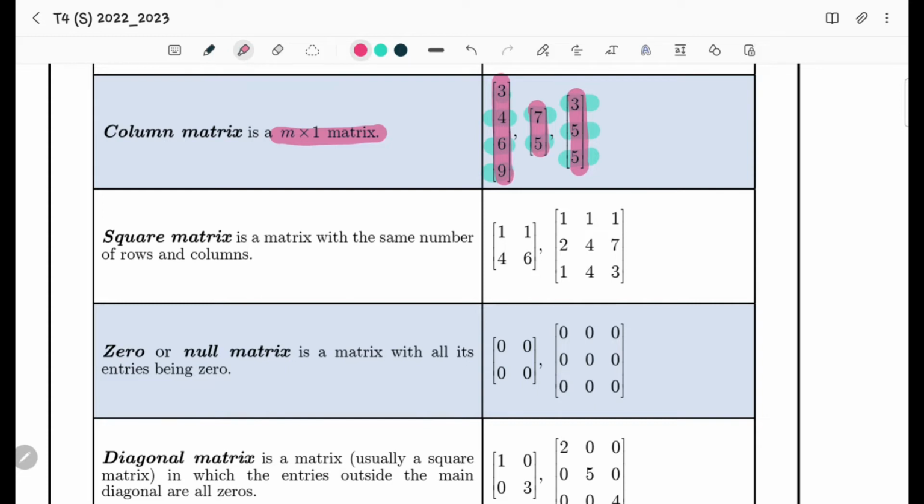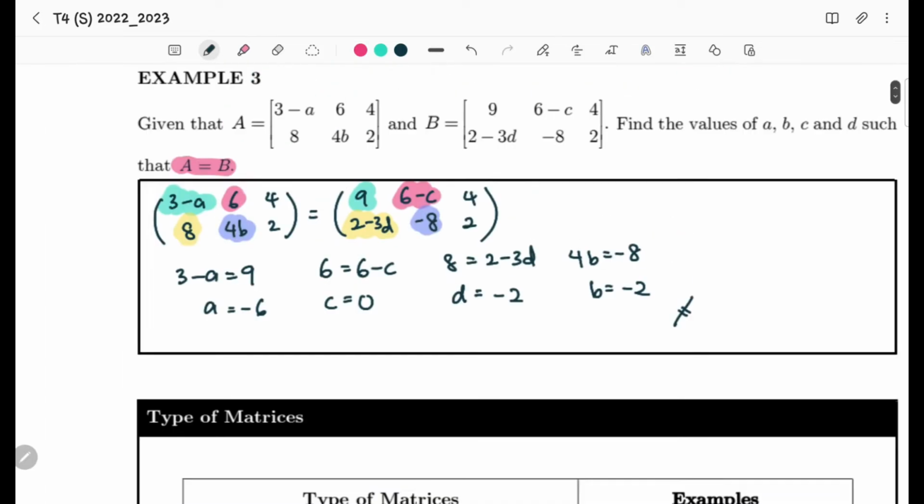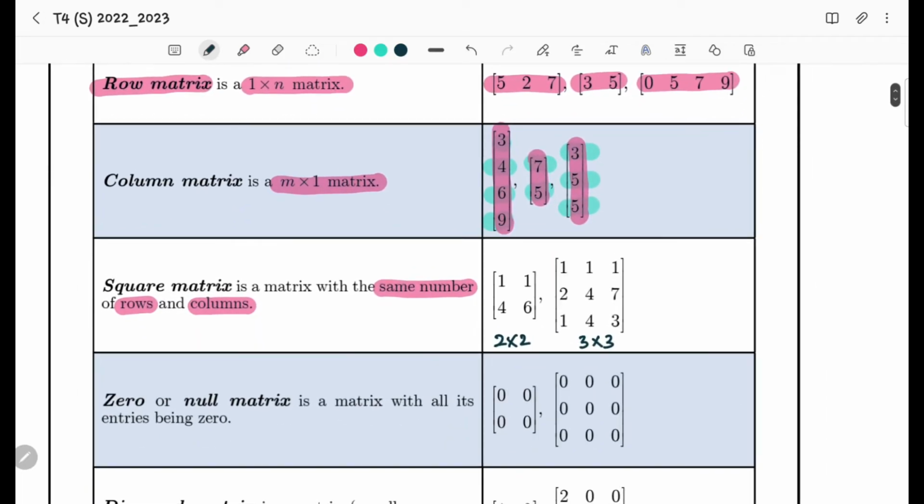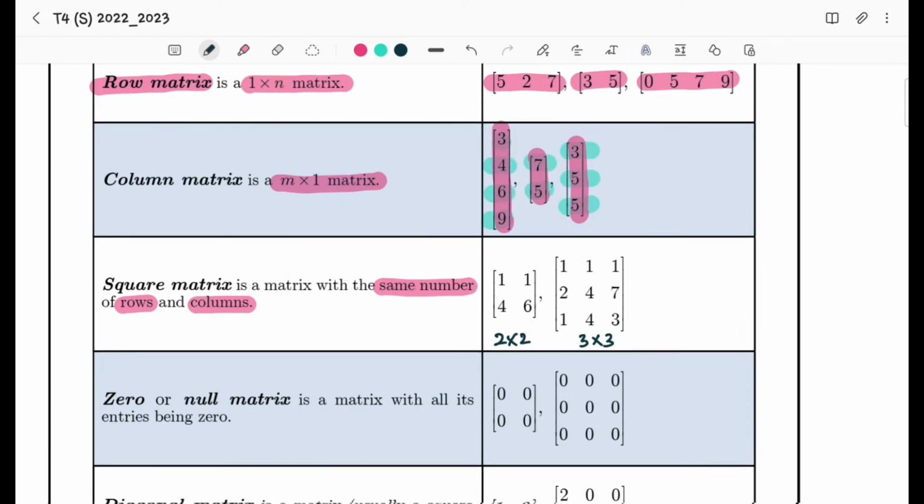And then the next one is square matrix. A square matrix has the same number of rows and columns. As you can see here, you have a 2 by 2 matrix and a 3 by 3 matrix. So you can also have a 4 by 4 matrix, a 5 by 5 matrix. So they are all square matrices. Okay, same number of columns and rows.